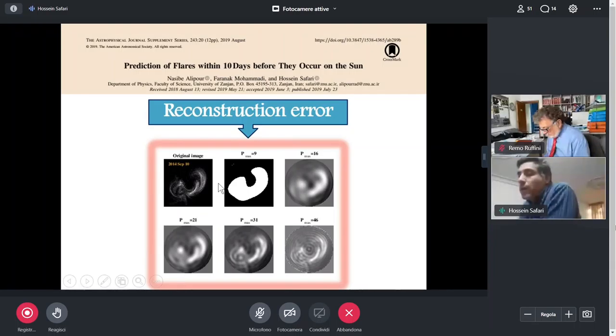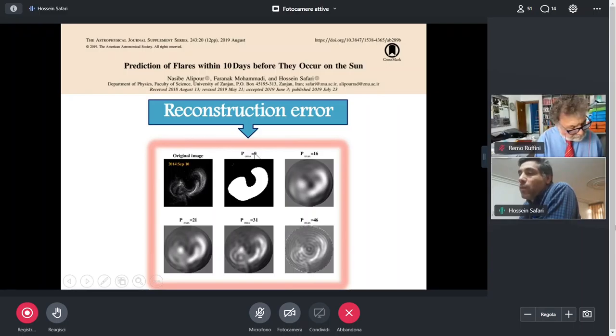Here I show what the rule is for choosing the maximum order number. We computed the Zernike moments for each sub-image. You can see an original image of a feature in the solar data, and then we computed the Zernike moments for this feature and reconstructed it.